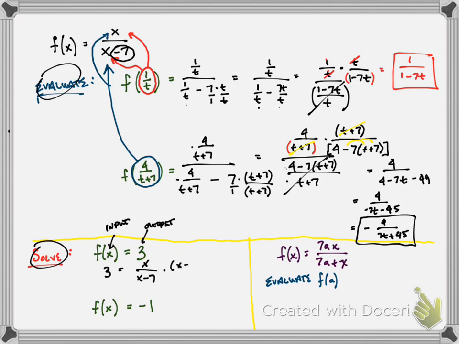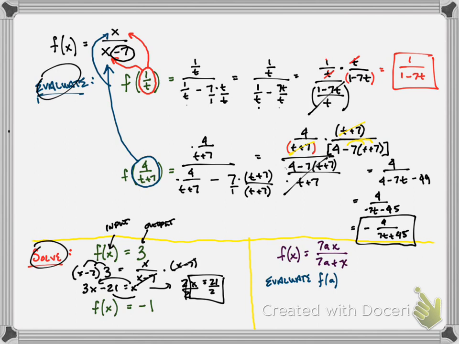If we multiply both sides by the quantity x minus 7, those two reduce to 1. We'll distribute our 3. We get 3x minus 21 is equal to x. We can add 21 to both sides, subtract x from both sides, and now we have 2x is equal to 21. Divide both sides by 2, and we get x is equal to 21 halves. 21 halves, of course, is 10.5, and you could substitute that value back in to check.